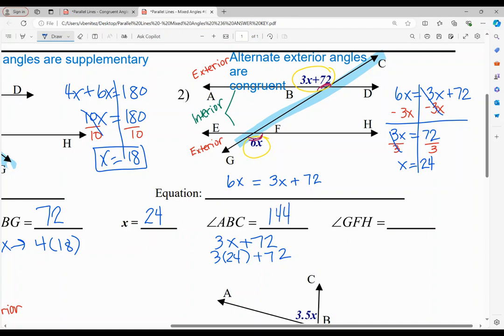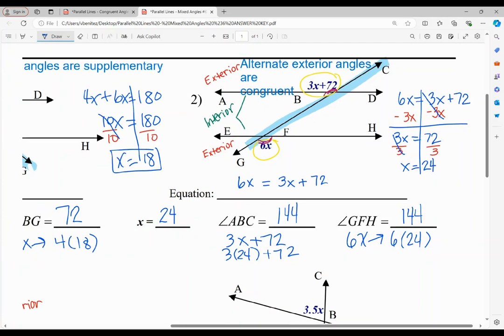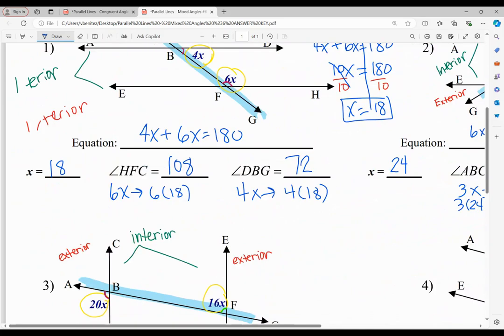Because these angles are congruent, meaning they have the same angle measure, the other angle, which is 6x, let's substitute in the 24. We should also come up with the same angle measure of 144. Let's verify that. 6 times 24 is 144. So this is proof that both angles are congruent. Okay, let's go to number 3.